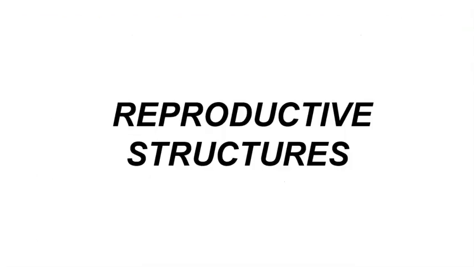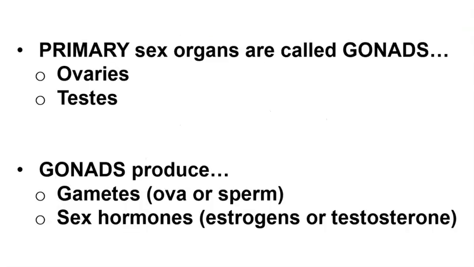Let's examine some of the structures of the reproductive system. We'll begin with what are referred to as the primary sex organs. The primary sex organs are referred to as the gonads. In females, the gonads are the ovaries, and in males, the gonads are the testes. During fetal development, the ovaries and the testes actually develop from the same mass of cells, and only become either the ovaries or the testes when hormones like estrogen or testosterone signal them to become either of those structures.